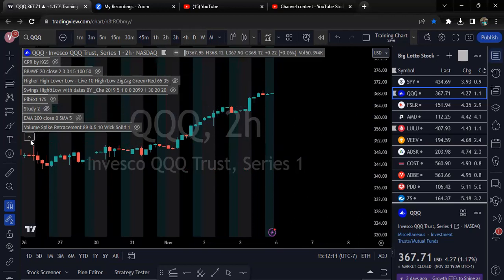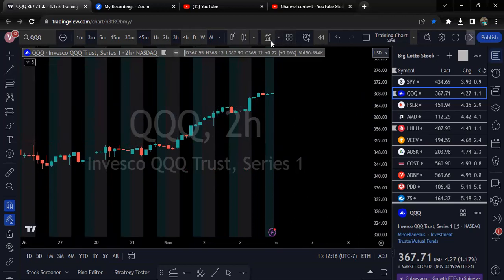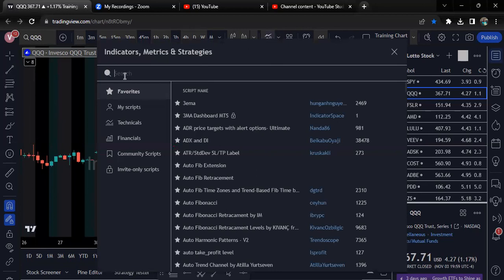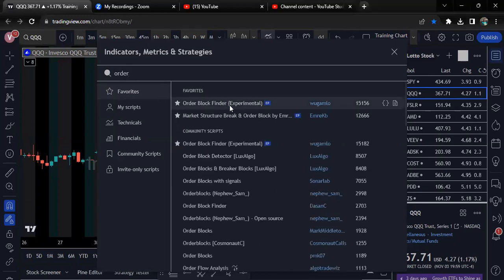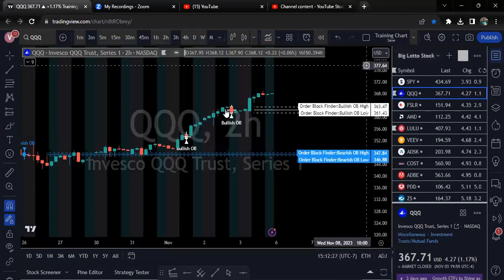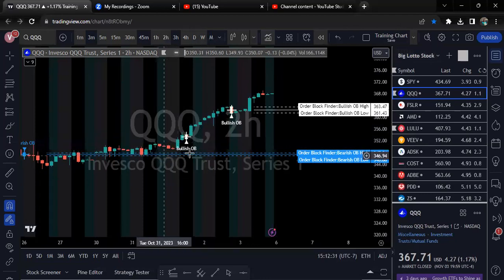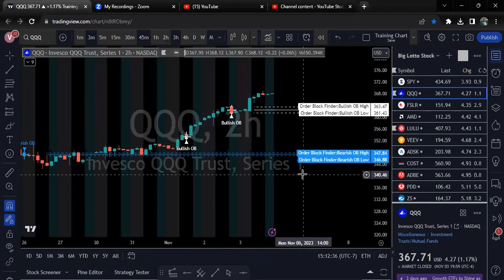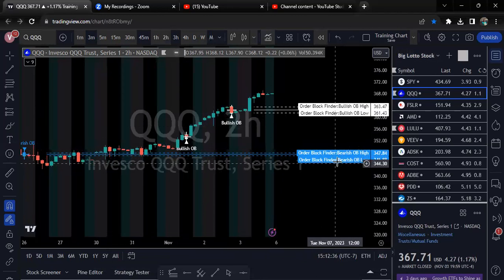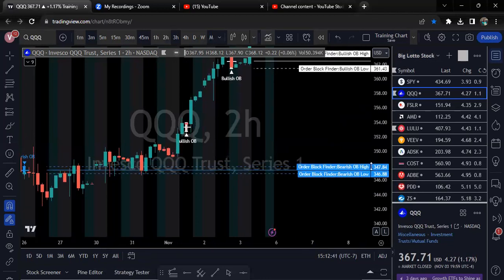I know I've talked about this with some people, but when we were in TWR, I talked about order blocks. So you want to know where those order blocks are. It will show you when you have a bullish order block or a bearish order block. The bearish order block is blue. You have the low and the high, and you have a bullish order block.